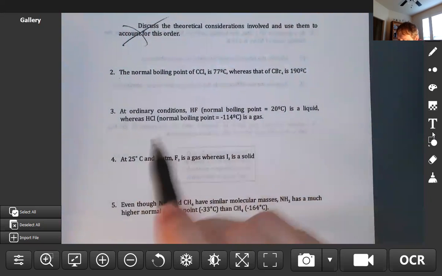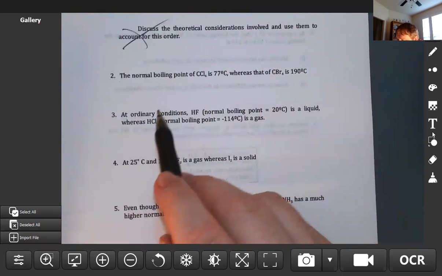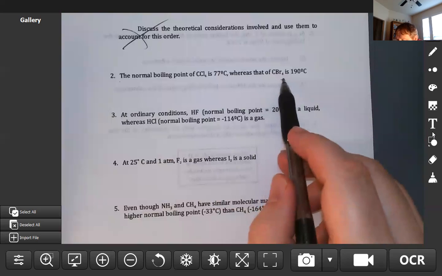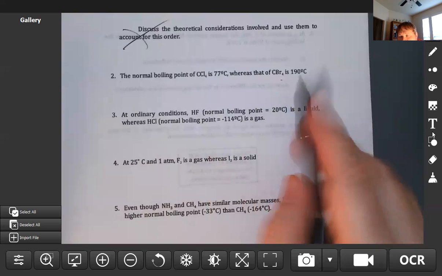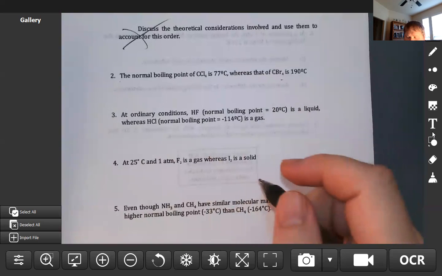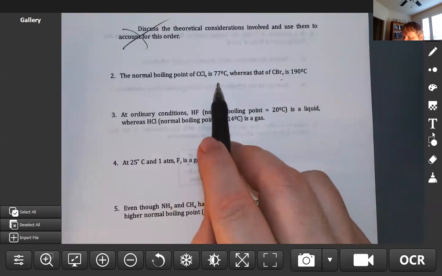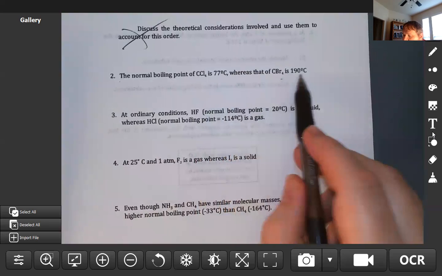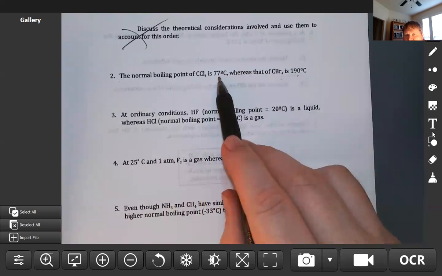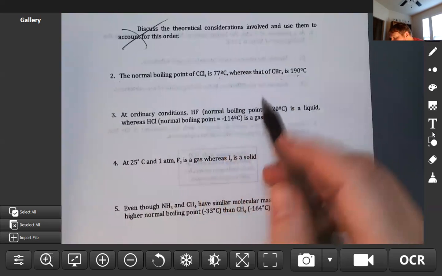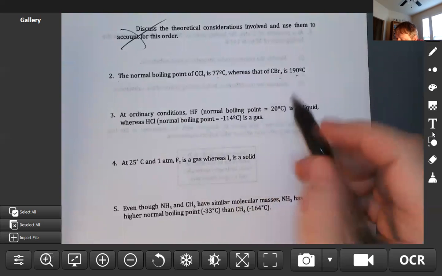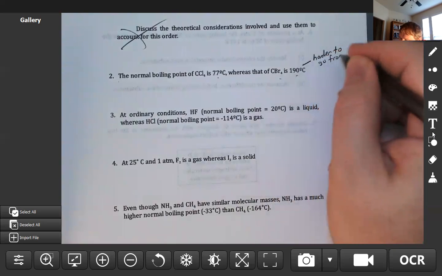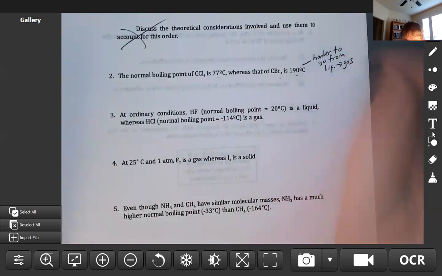So let's start here. I'm just going to talk through it and see if it makes sense as you listen. The normal boiling point of carbon tetrachloride is 77 degrees Celsius, whereas that of carbon tetrabromide, a very similar compound, is 190 degrees Celsius. We just want to explain why that is. One of the most basic things to consider is, what is the main idea of why this compound would have a higher boiling point than this one? Remember, boiling point means going from the liquid state to the gas state. If this one has a higher boiling point, that simply implies that it's harder to boil. It's going to be harder to go from liquid to gas. So that's the bottom line.